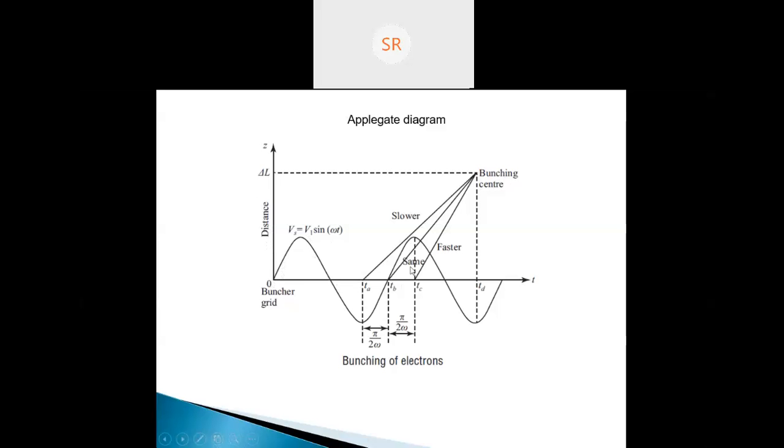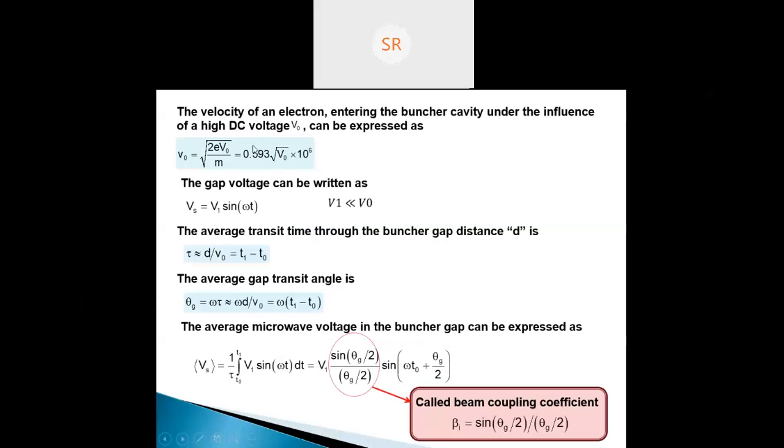And this one is a sinusoidal signal, the RF input. RF input Vs is equal to V1 sin of omega t. Now what happens here is that V1 is small as compared to V0, because V0 is the DC beam voltage. V0 is larger than V1.